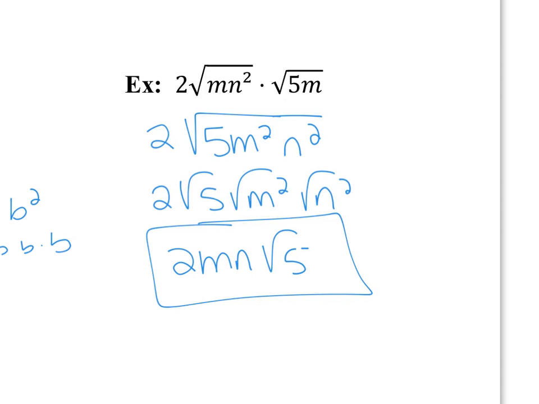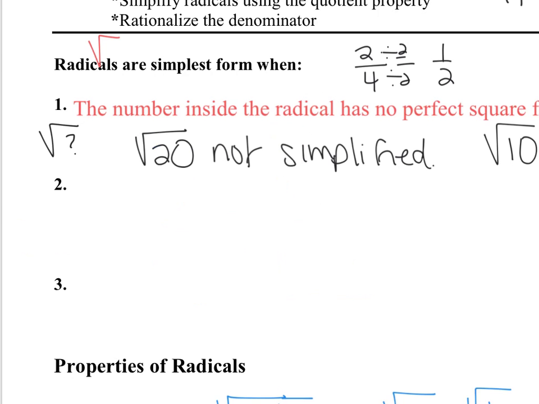And over here, since mn squared and 5 are all inside the radical, you can multiply them and put them under the same, but then you can resplit them. So I don't know the square root of 5, so that's going to stay inside. I do know the square root of m squared, which is m, and I do know the square root of n squared, which is n. So 2mn radical 5.